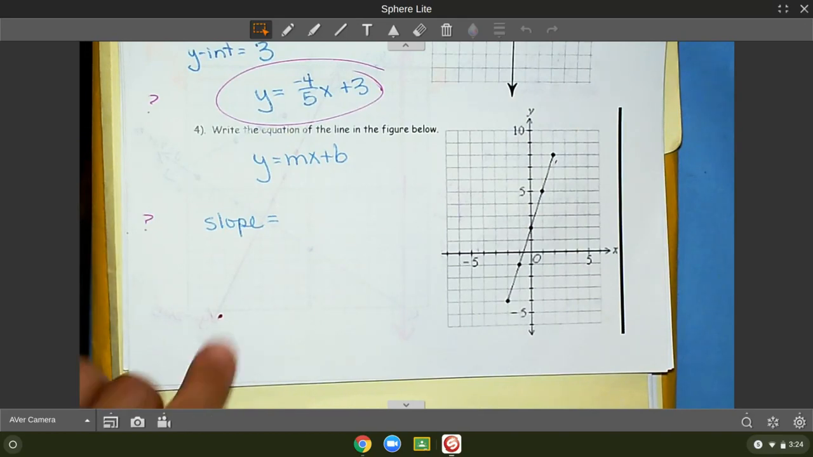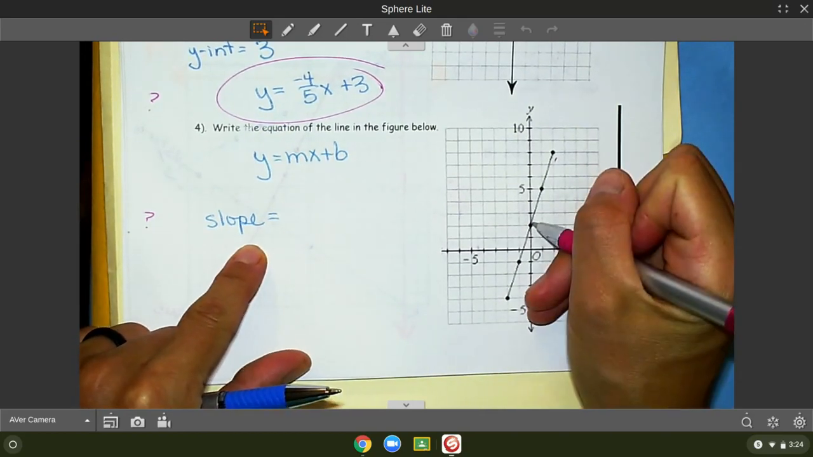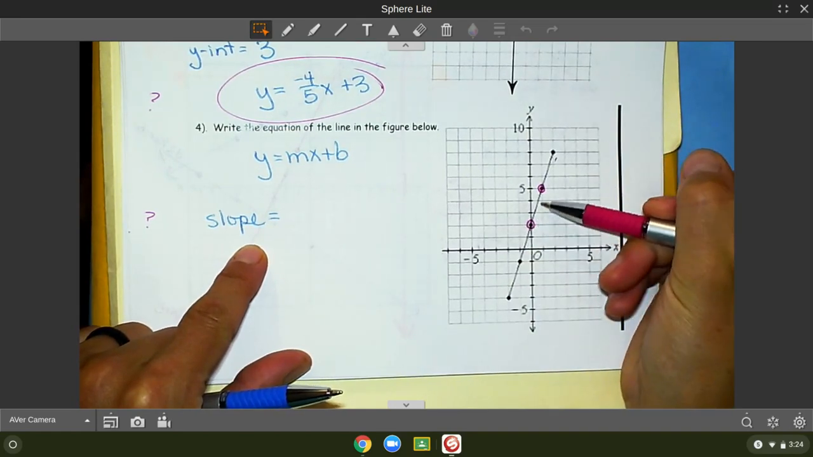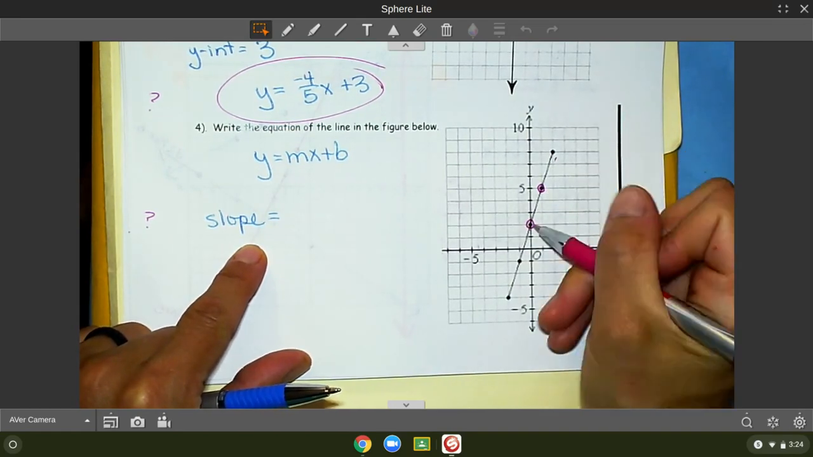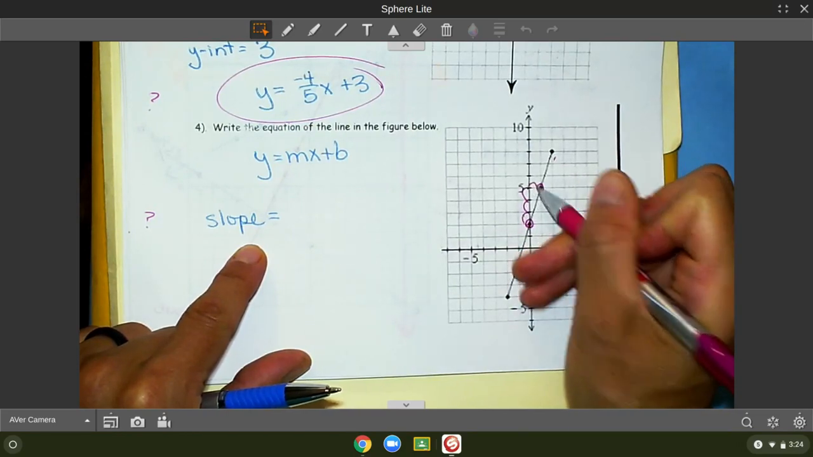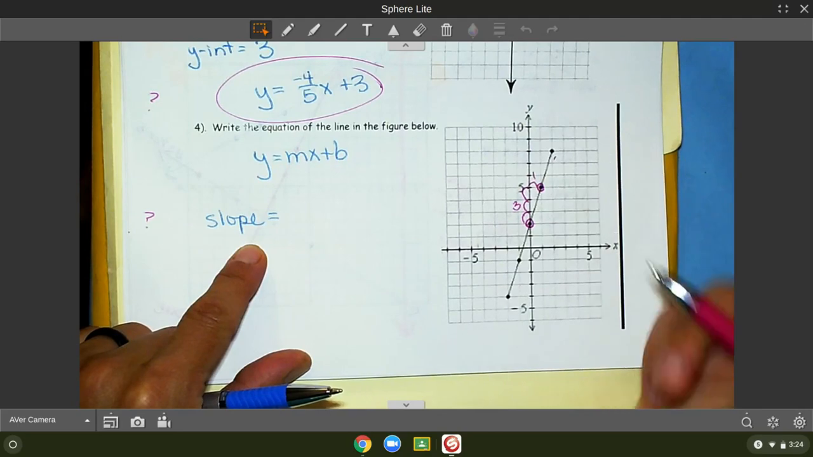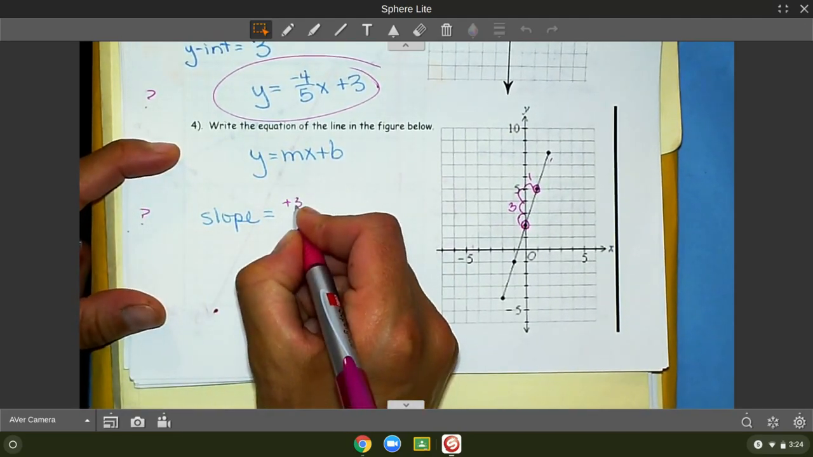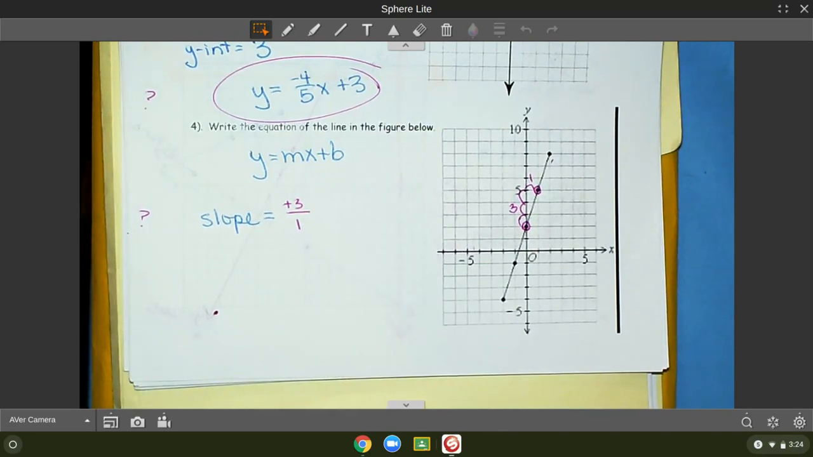All right, let's see, what did you choose? So if you take one point and then another point, our line is going up, so it's positive, and it's going up 1, 2, 3, and then over 1. So it's a positive because it's going up, and it's up 3 over 1.